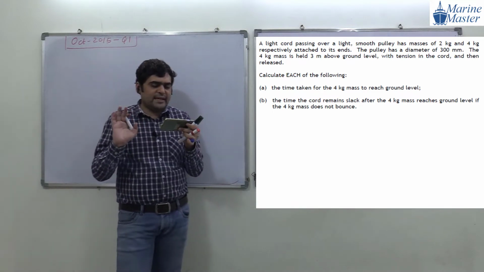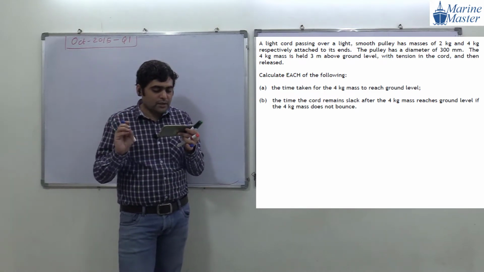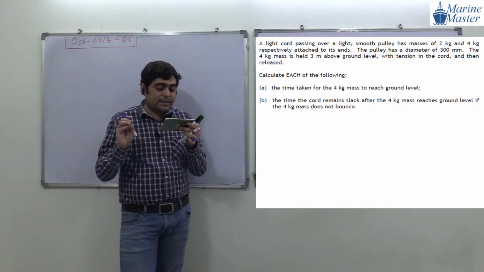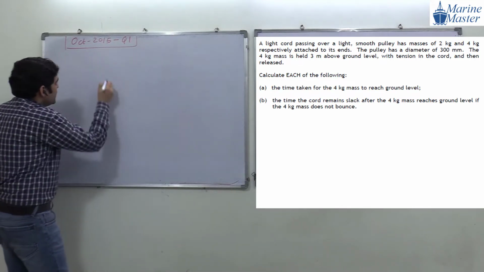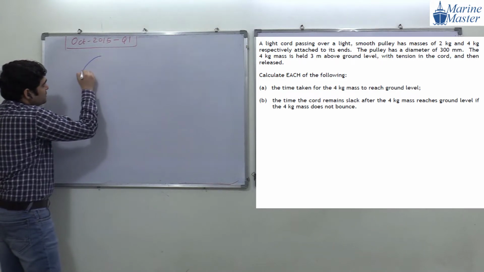The pulley has a diameter of 300 mm, but we don't need that diameter. The 4 kg mass is held 3 meter above the ground level. Try to see the scenario. Here I am going to draw the drawing. This is our pulley.